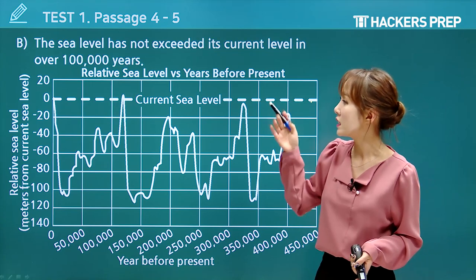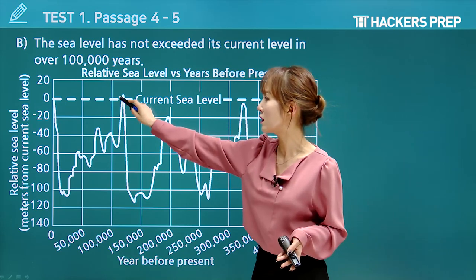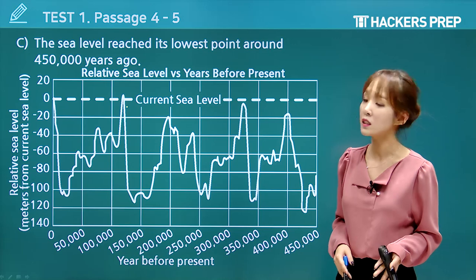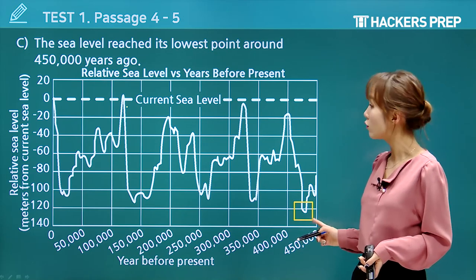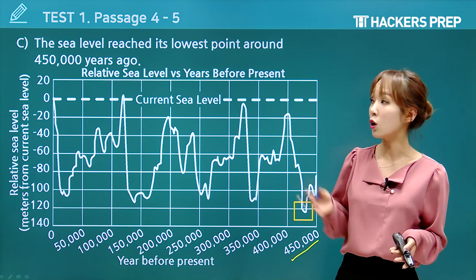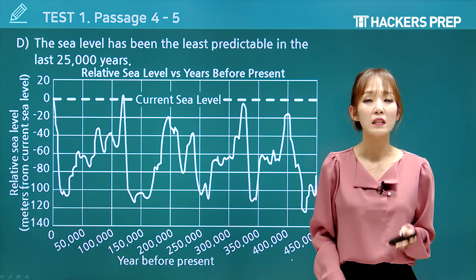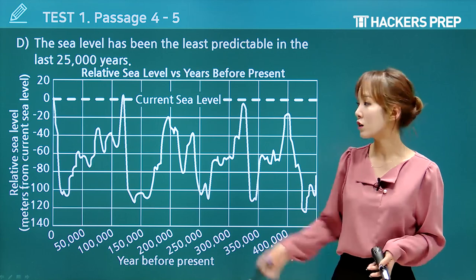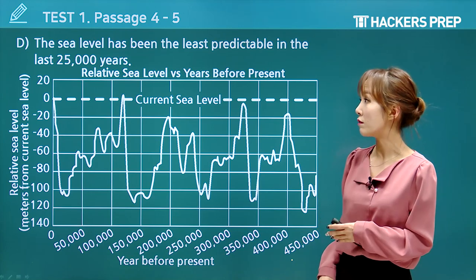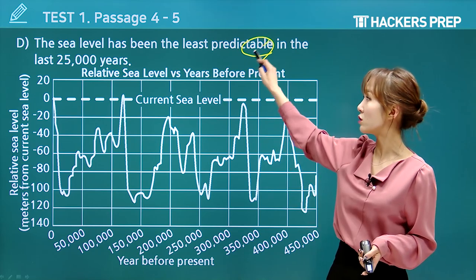So you move on. B, the sea level has not exceeded its current level in over 100,000 years. Again, the current level was exceeded at this point here. 100,000 years would be over there, which means B is actually correct. Now, what about C? The sea level reaches its lowest point, which would be over here, around 450,000 years ago. No, it was not around 450,000 years ago. So C would be incorrect. D, the sea level has been the least predictable in the last 25,000 years. Now, what is the problem with this answer choice? Now, if you take a look at the Y, it says relative sea level. The x-axis talks about years before present. Nowhere in the graph does it talk about predictability. So D is something that you cannot get from the graph alone. So D is actually irrelevant to this graph.